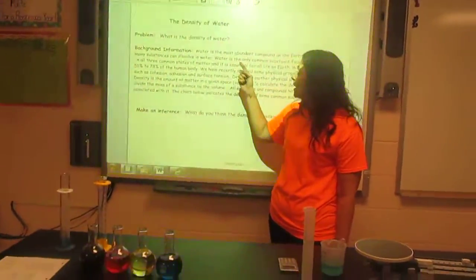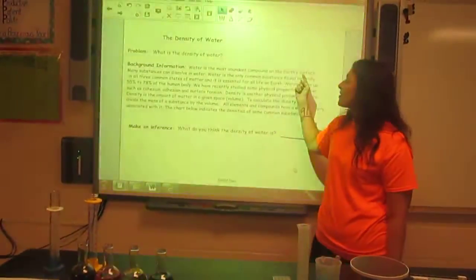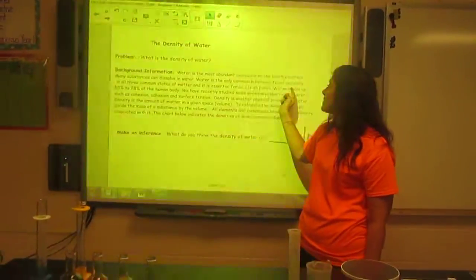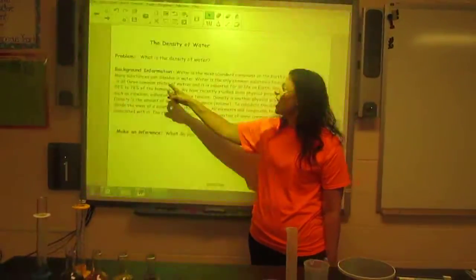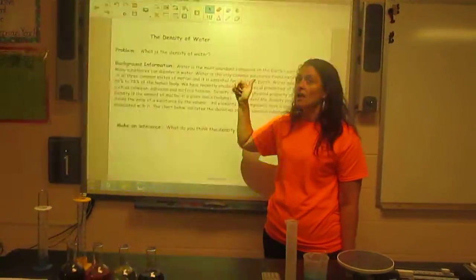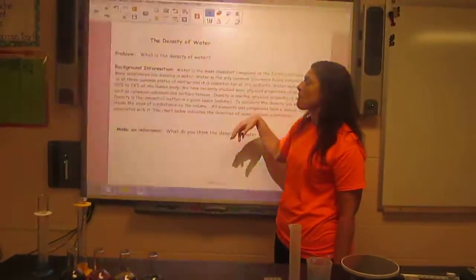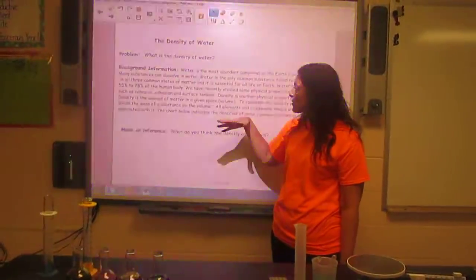So we all know that water is the most abundant compound on the Earth's surface. Many substances can dissolve in water. It's the only common substance found naturally in all three states of matter: solid, liquid, and gas. And it's essential for all life on the Earth. It makes up about 78% of the human body, etc., etc.